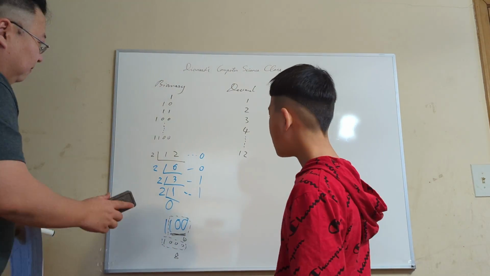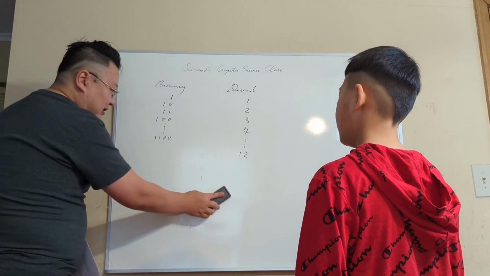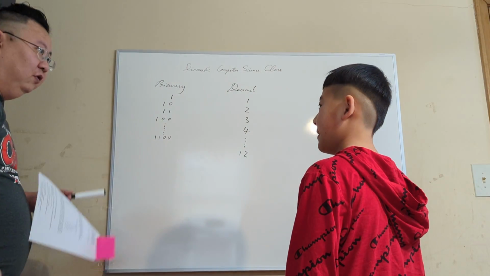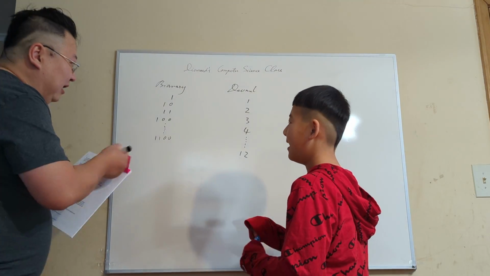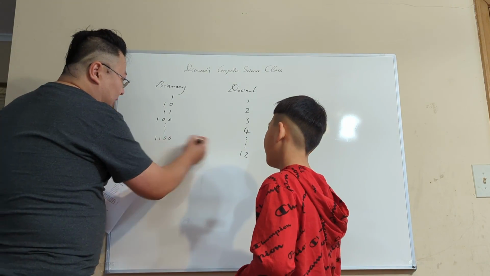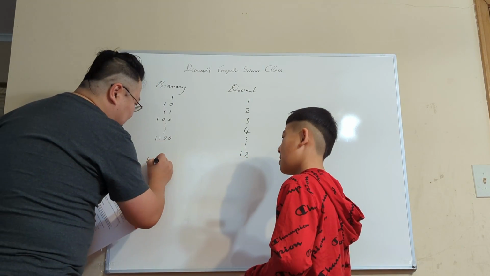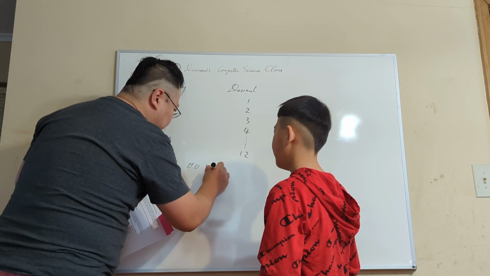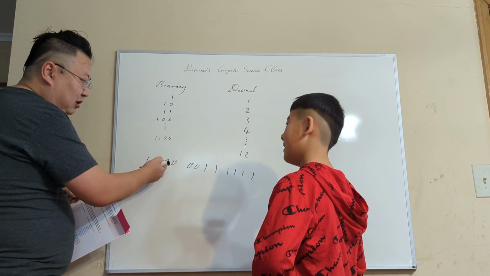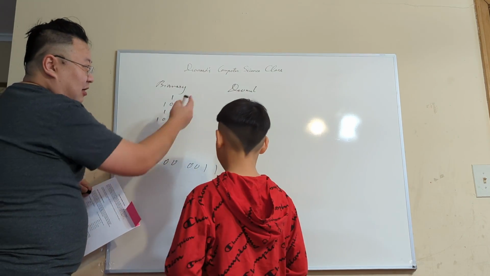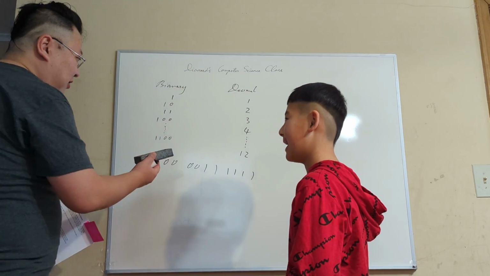Binary is easy for computer to understand, but for human beings, it's sometimes really hard to write even a small number in binary. For example, if I write this, can you read what this number is in decimal? No, I can't either. It looks like a billion.